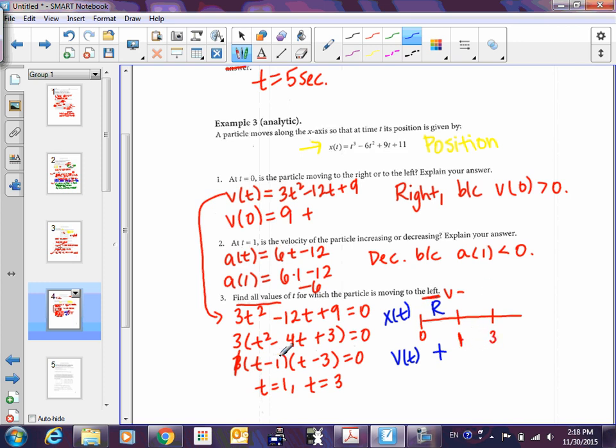Now, none of these were double roots. None of these were double solutions. So we know it's going to work out really nice where it just flip-flops. If you didn't know that, you could test it. So what are the values of t for which this particle is moving to the left? 1 to 3. And our justification is because v of t is negative.